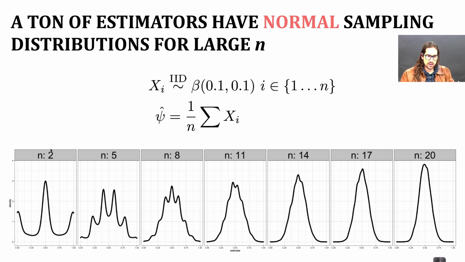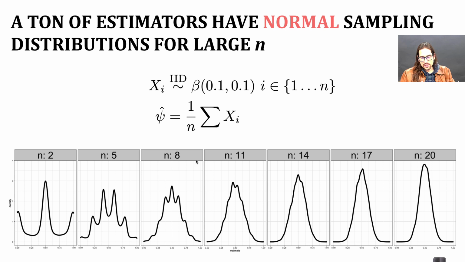Here, the experiment I did was I generated two samples from this, so two x's, and I took their mean, and then I generated two more and took the mean of those, and two more and took the mean of those. However many times I do this, like 10,000 times, I'm going to get 10,000 estimates, and then I'm making basically a histogram of those estimates. And what I see is that if the number of samples is 2, the sampling distribution of my estimator can look kind of wonky.